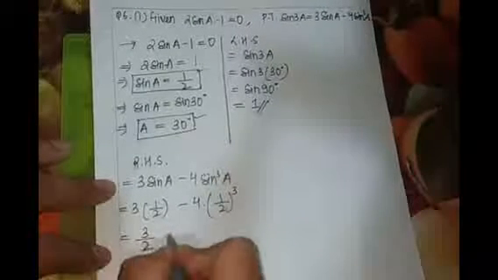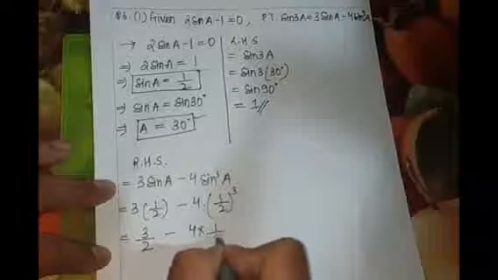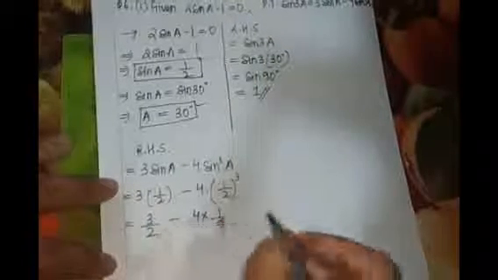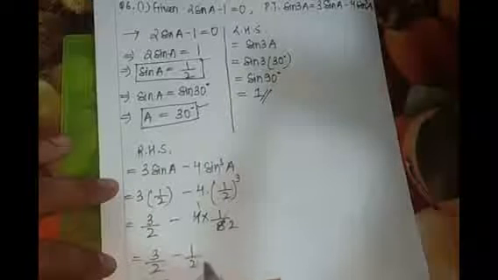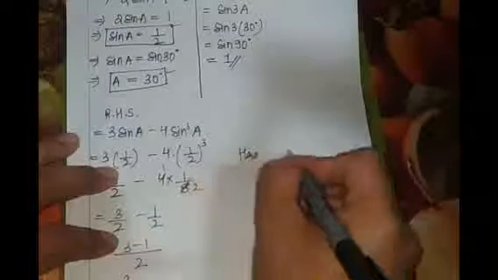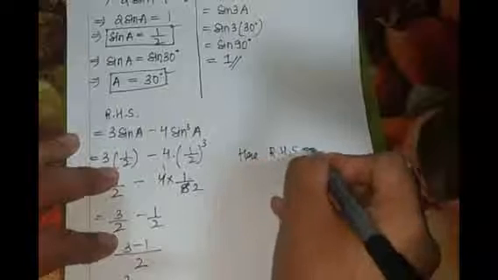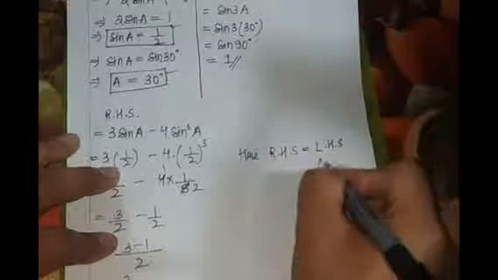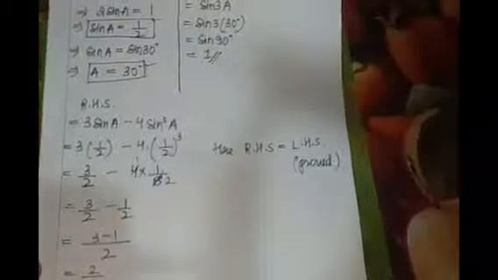So this is 3 by 2 minus 4 into 1 by 8, because 2 cube is 8, 4 ones are 4, 4 twos are 8. So 3 by 2 minus 1 by 2, the LCM here is 2 as well. After taking the LCM, it is 3 minus 1, which is 2, divided by 2, which equals 1, which is my right hand side. So clearly you can see right hand side is equal to left hand side, which is proved.